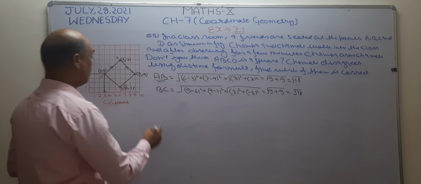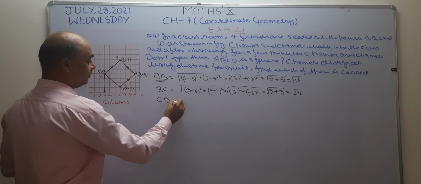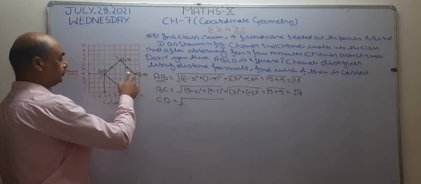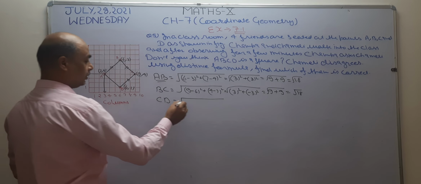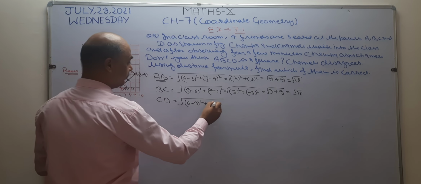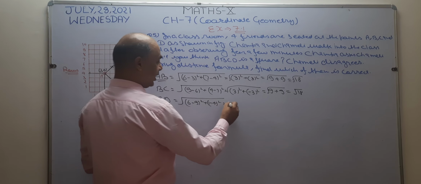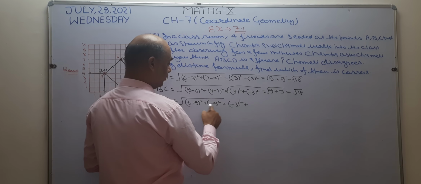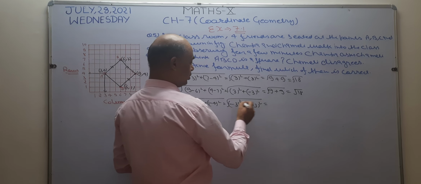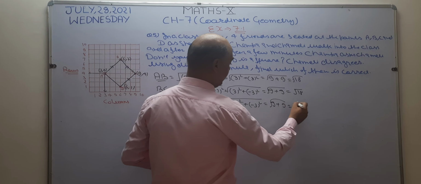Okay. Now I want to find the distance between these 2 points, C and D. Again I want to use the distance formula. So this becomes x2 minus x1, y2 minus y1. Now 6 minus 9 is minus 3, and 1 minus 4 is minus 3. Minus square is plus. Square of 3 is 9. Minus square is plus. Square of 3 is 9. Again 9 plus 9 becomes 18.